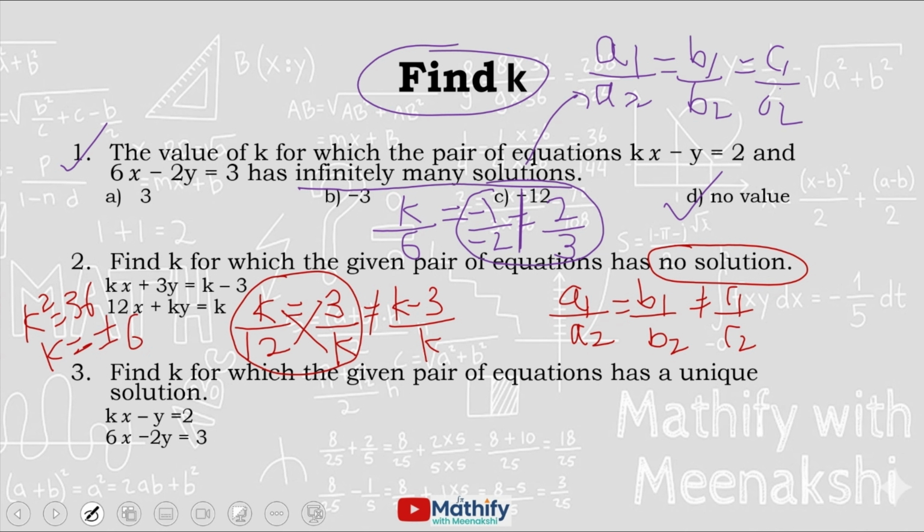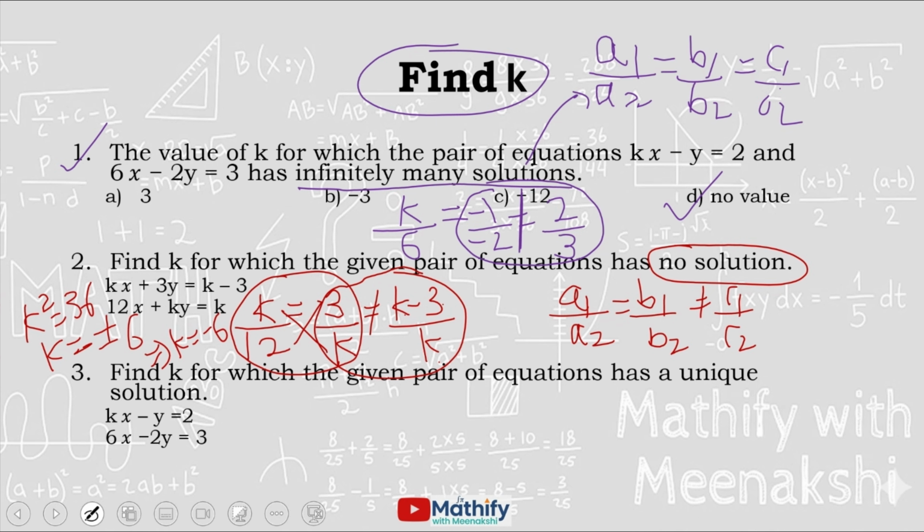Now we have to see at which value of k the second and third ratios are not equal. So let's see first k as 6. When we put k as 6, you will get 3/6 here, and on this side you will get again 3/6. That means at 6 both are equal. So this implies 6 can't be our answer. So the answer is k equals minus 6. Let's move to the third question.